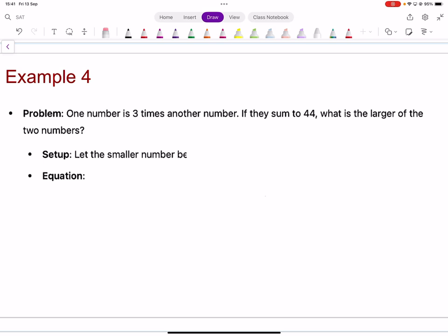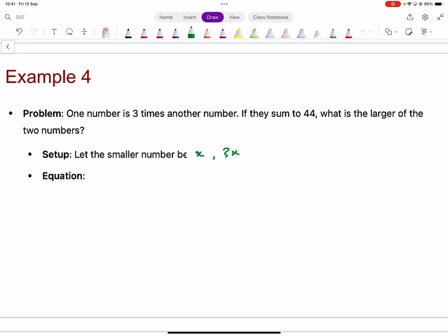How do we think about this? We can call one of those numbers x, right? Let's say the smaller number is x. If the smaller number is x, what's the larger number going to be? The other number has to be 3 times this. That will be 3x then. These are the two numbers that you have. So what does the equation become? X plus 3x should equal 44.